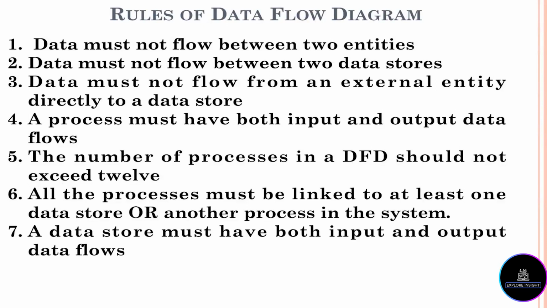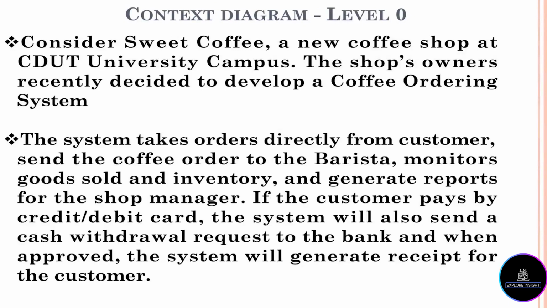Now let's look at a good example of a context diagram, level 0. Taking this as a case study, it says: consider Sweet Coffee, a new coffee shop at CDUT University campus. The shop's owners recently decided to develop a coffee ordering system. These are the things that we need to look at and understand to develop the coffee ordering system. So I'm going to go through this and generate the context diagram, which is level 0.